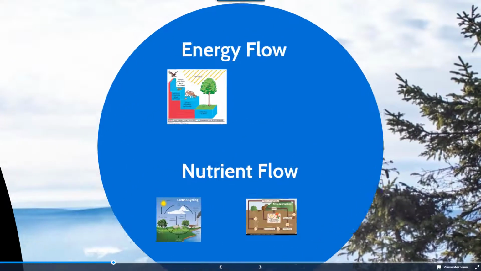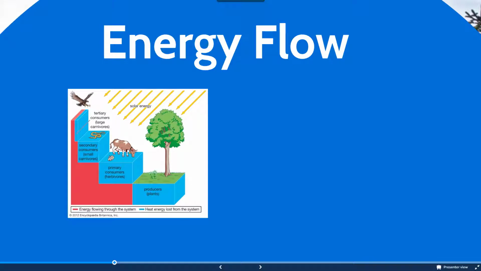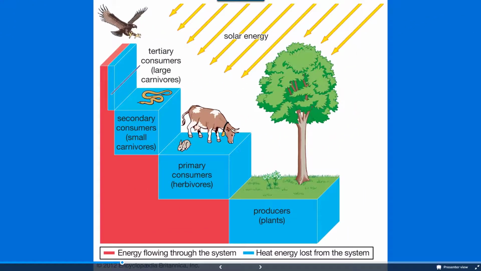Understanding the energy flow within this trophic pyramid is critical to understanding the efficiency of organisms as well as how they interact. So in this figure, we have something along the lines of a trophic pyramid with our primary producers, or plants, along the bottom, our herbivores, our small carnivores just above that, and our tertiary consumers, or large carnivores, along the top. We can see that solar energy is contributing to this energy cycle, and in the figure, the red color is representing energy flowing through the system, and the blue color is representing heat energy that's lost from the system.